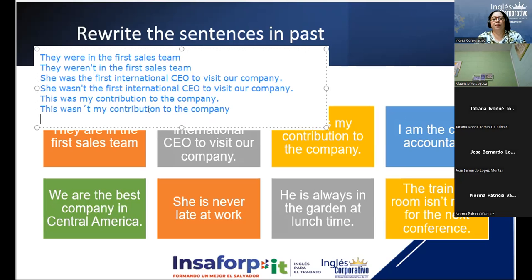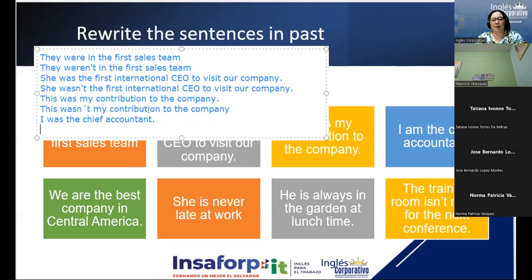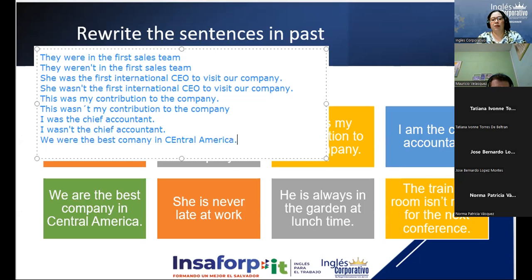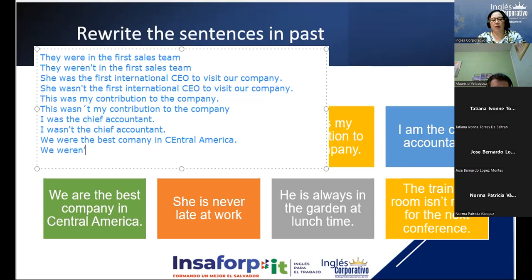What about the blue one? I was the chief accountant. I wasn't the chief accountant. Okay. Yes. The green one. We were the best company in Central America. Negative. We weren't the best company in Central America.